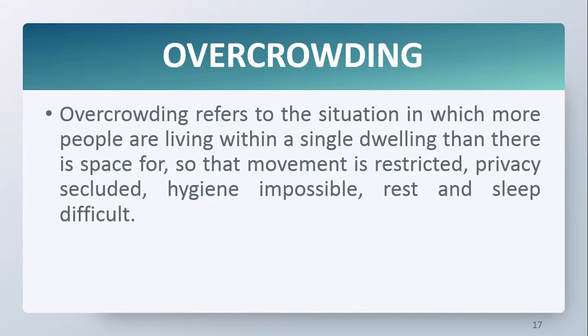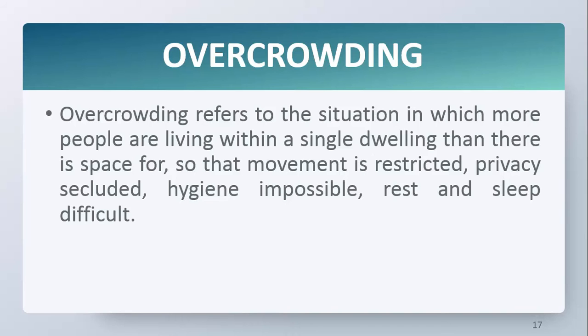To find out if there is overcrowding in an area or not, we have to refer to the standards of housing, in which we have studied how many rooms should be there in a house for how many persons. According to this, overcrowding is the situation in which more people are living within a single dwelling than there is space for. It means that there are more people than should be there as a standard of housing. For example, if there are 5 people and 2 rooms, this is called overcrowding.